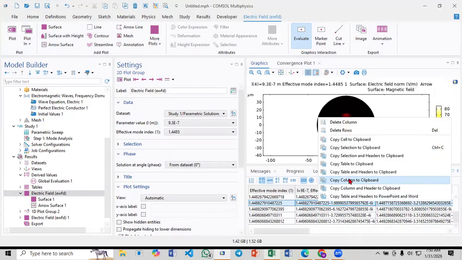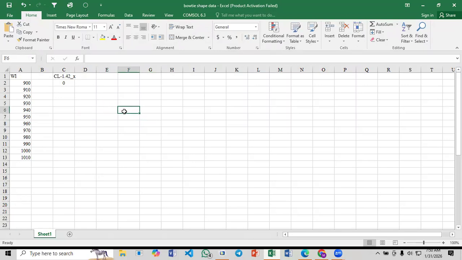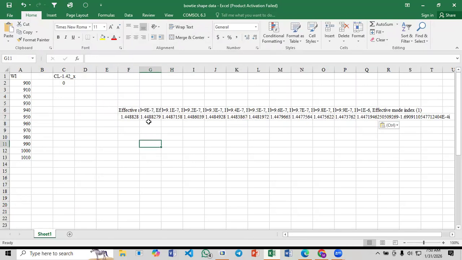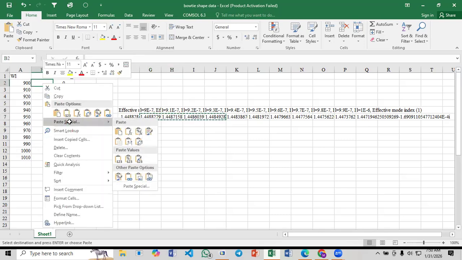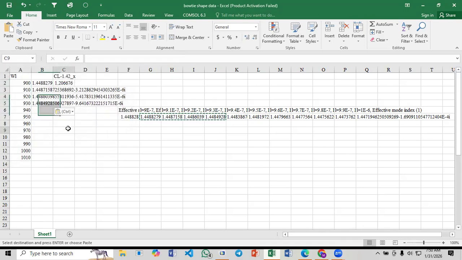Sorry, copy selection and headers to clipboard actually. Now you can paste it here. So here you can see 900, 910, 920, and 930. You have to select these 4 rows, then Control C, click here, right click and paste special. From there you have to click transpose, then okay. There you go.